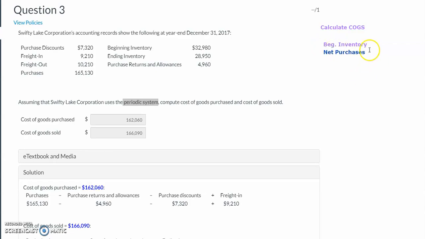Okay, so your net purchases is determined by taking your purchases during the period minus your purchase returns minus your purchase discounts. So that's how you'll get to your net purchases. The other thing that you're going to add is freight in. And this will give you your cost of goods purchased.